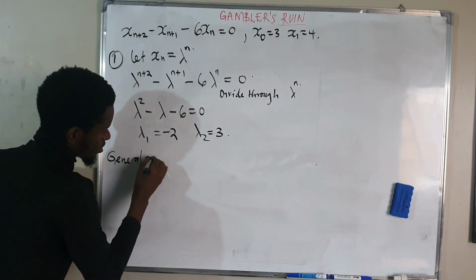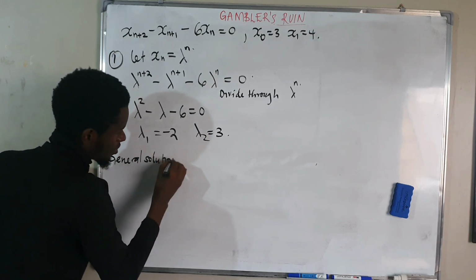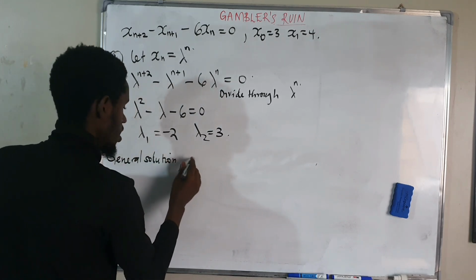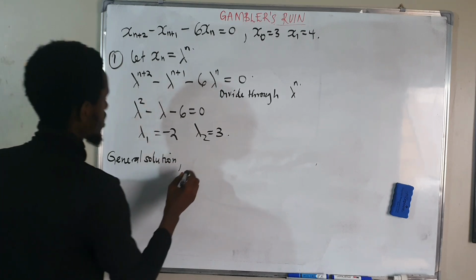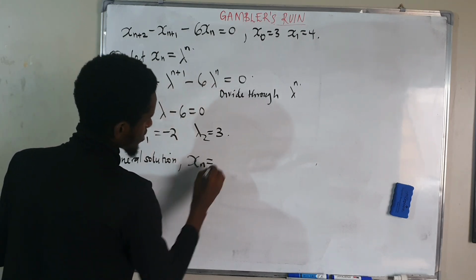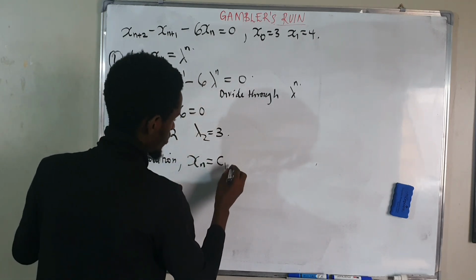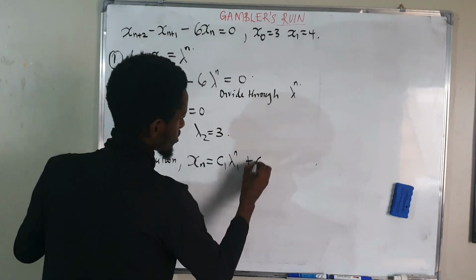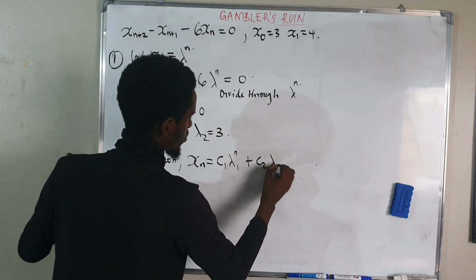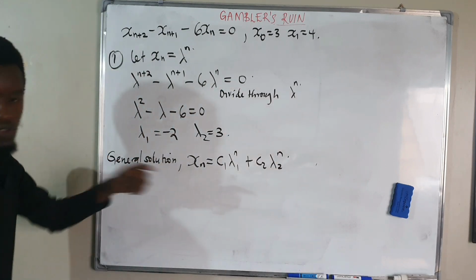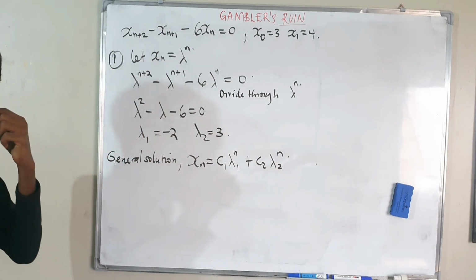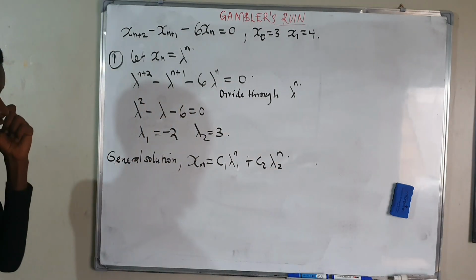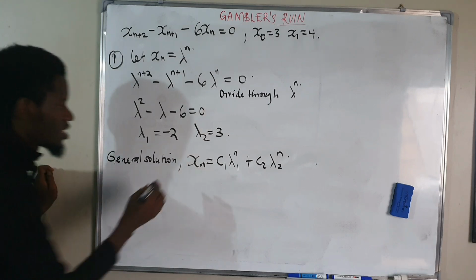What is the general solution? I will say that my xn will be the same as having c1 lambda 1 power n plus c2 lambda 2 power n. This is the general solution. These are the steps we go through when solving a difference equation. Now from there, get my xn.